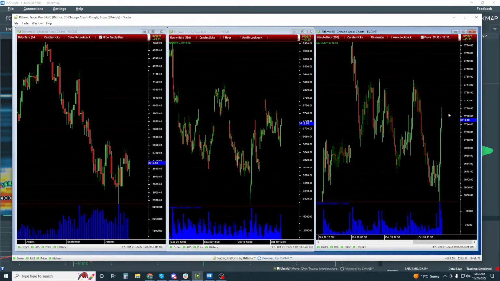Maybe we just chop around in here for the rest of the day. Maybe we come back down and revisit here at 86. We don't know. We just know this was a strong move. We're looking for a continuation, and we're looking for some profit taking up in here, and then we'll take a look and see what else is happening in the order flow.